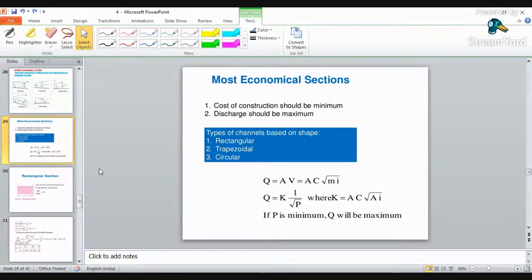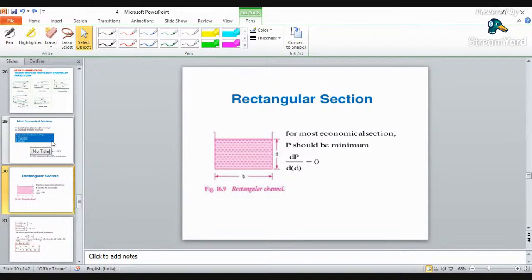Then it should have a minimum wetted perimeter. Minimum wetted perimeter means it should have a minimum cross sectional area. Then again, it should involve lesser excavation for the construction. Okay, so we will see one by one what are the different conditions which should be satisfied for design of the most economic channel section.